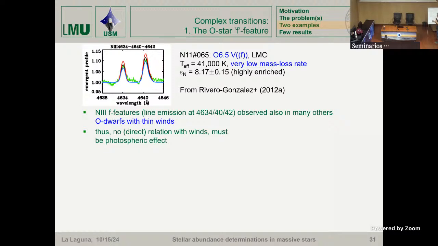You might remember from the observational slides that in the intermediate hot O-star domain, around, say, 35 to 40,000 degrees, we had this kind of line emission at 4,600 angstrom. And this emission actually has a spectroscopic designation. It's called the F features, and it's observed in a large number of stars, not only supergiants, but also dwarfs with thin winds. So there is no direct relation with the winds.